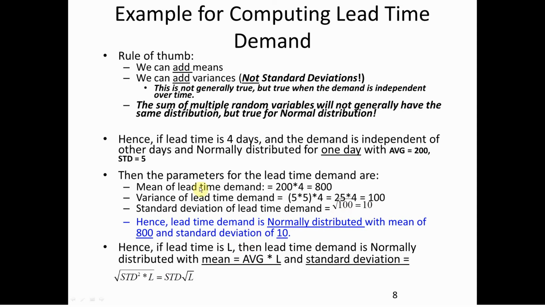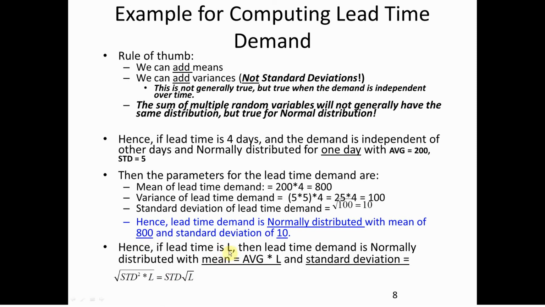Now, because the sum of normal random variables is going to be normal, in other words, the sum of the normal random variable for day 1, then day 2, then day 3, then day 4 over the whole lead time, it's going to be normally distributed also, and it's going to have mean 800 and standard deviation 10. And then we can calculate things like what is the probability that our demand over the lead time is going to be less than the base stock, for example, which is what we want to do.